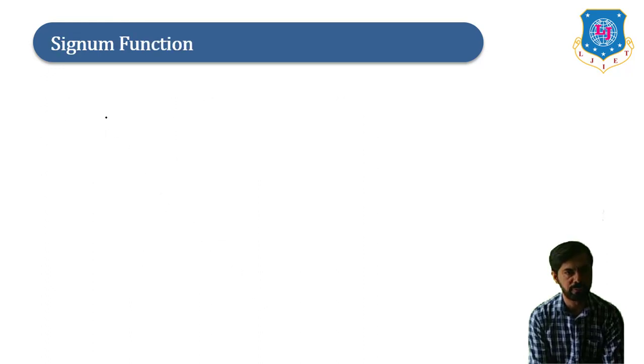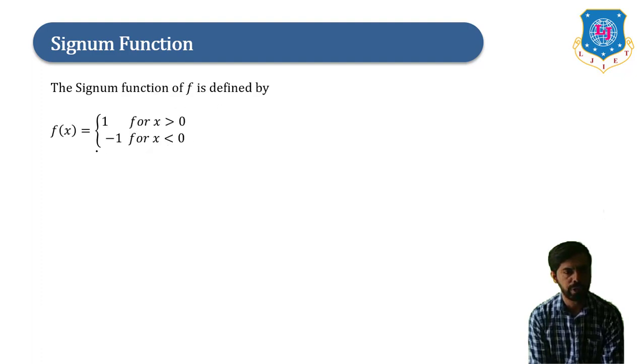Now we will see Signum function. The Signum function of f is defined by f of x is equal to 1 for x greater than 0, and it is minus 1 for x less than 0. So now we will see the graph of Signum function.